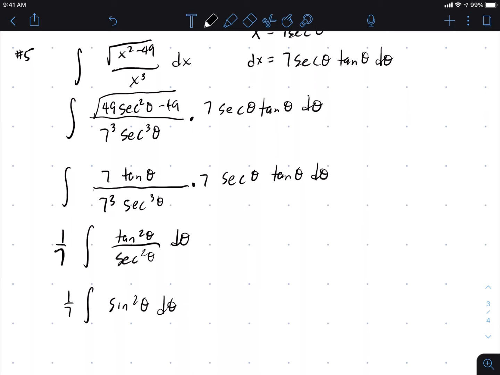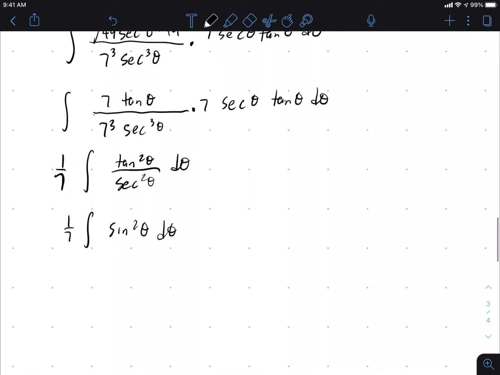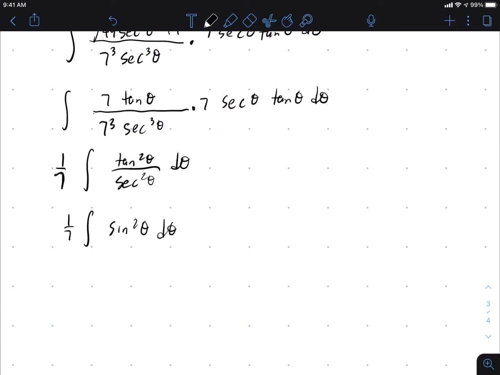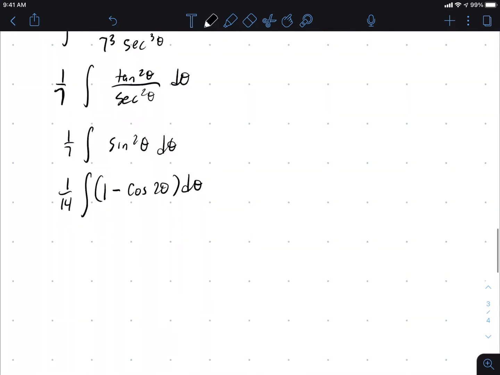Does everyone see how it's sine squared? Yeah. Okay, cool. So then from there, we have to remember there's a rule I gave you for sine squared and cosine squared, right? Remember I called it the power reduction? Like 1/2 (1 minus cosine 2 theta). That's right. So what we're going to end up with is 1/14 integral of (1 minus cosine 2 theta) d theta. Agreed?